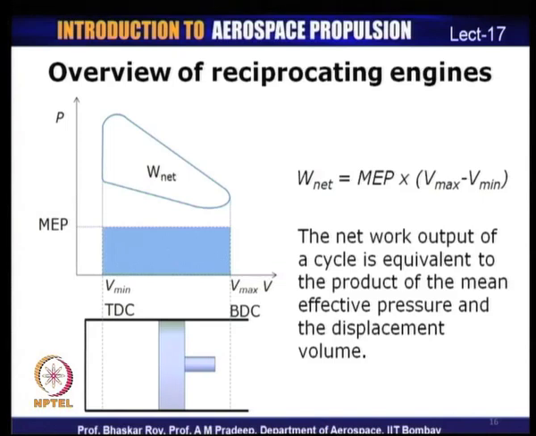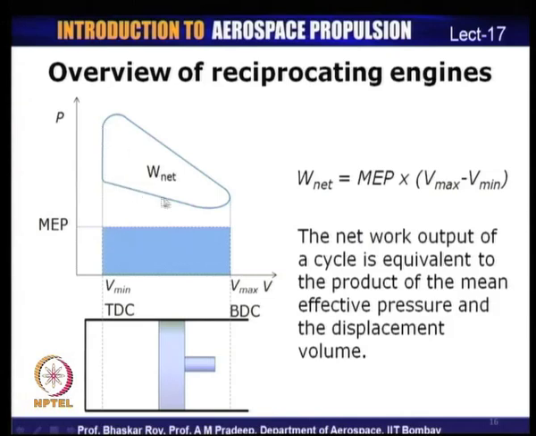So, mean effective pressure can be explained by the following PV diagram. Here we have a cycle, which is some power cycle that generates a certain net work output. The mean effective pressure is basically the fictitious pressure which, when acted upon the cylinder during the power stroke, produces the same work output as that of the actual cycle.